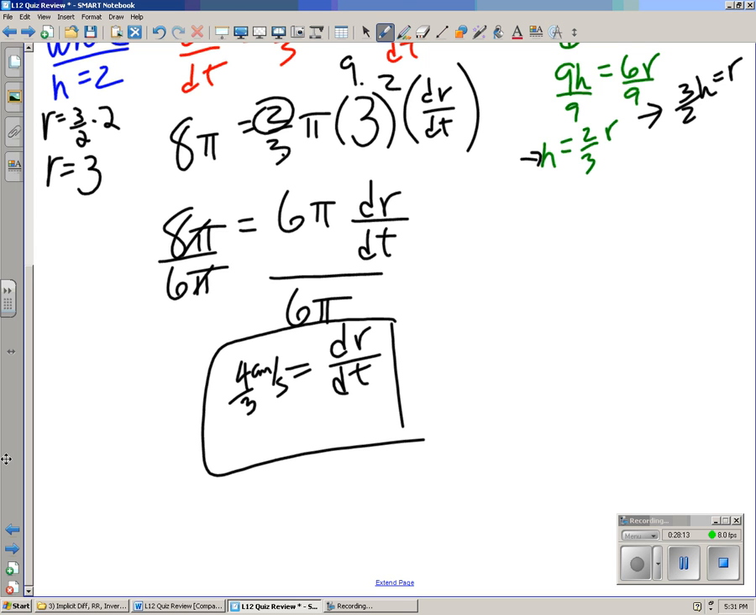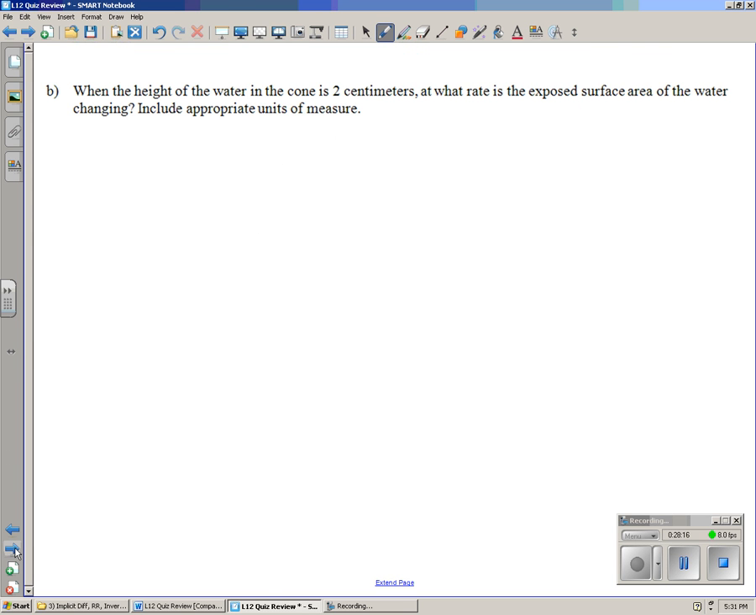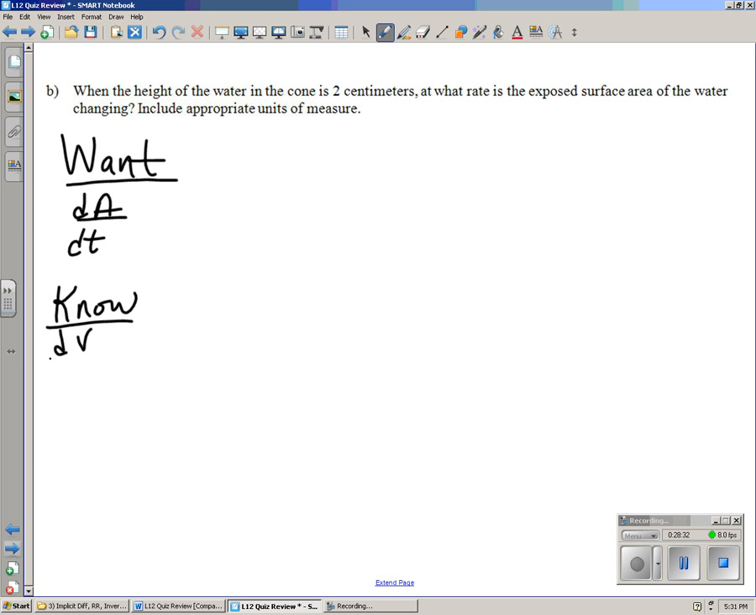All right, not so bad. Part B says, when the height of the water is 2 centimeters, at what rate is the exposed surface area of the water changing? So our want is a little different. It's the exposed surface area of the water, dA over dt. Our know is still dV over dt is 8 pi.